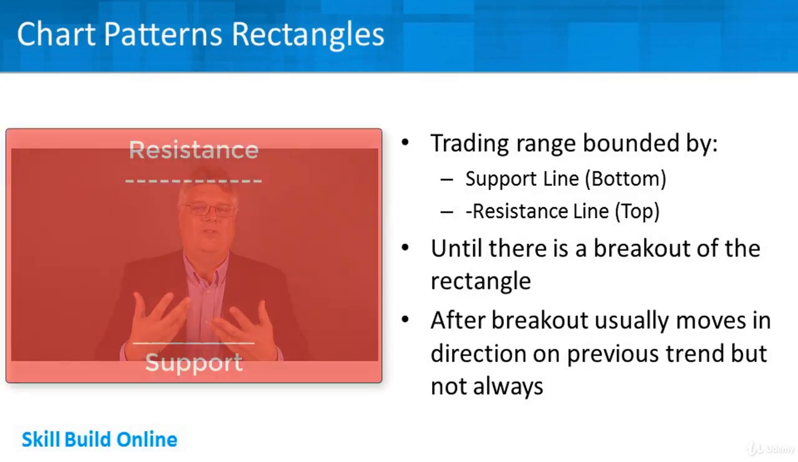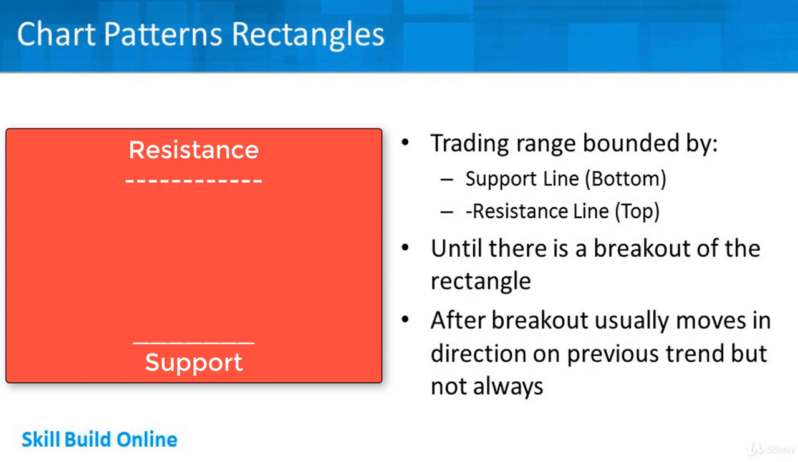Really, a rectangle is a trading range that is bounded by a support line at the bottom and a resistance line at the top, and the trading occurs between them. Understanding support lines and resistance lines is really important. Once again, the support line is the bottom, the resistance line is the top. Think of it like this: the resistance line resists the price going above it. The support line supports it from going too low.